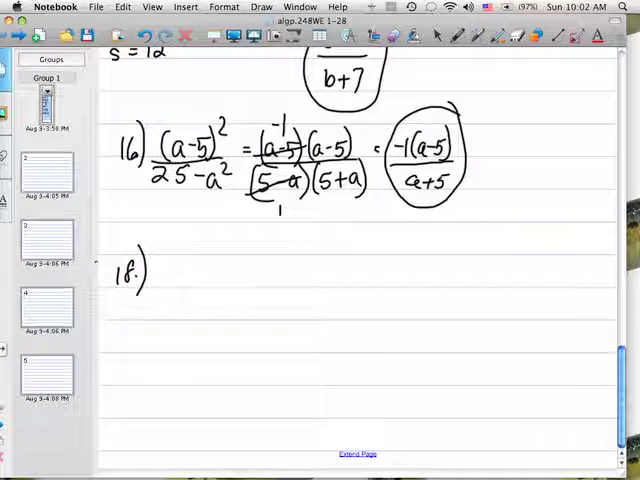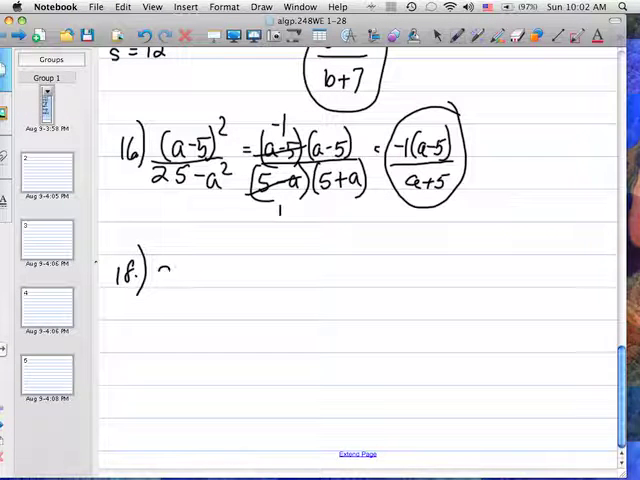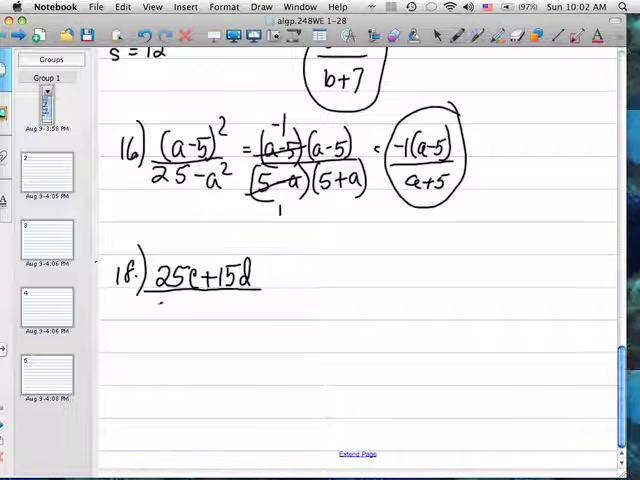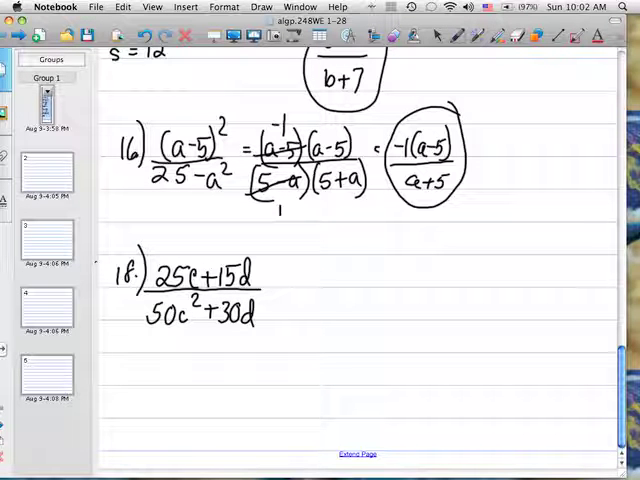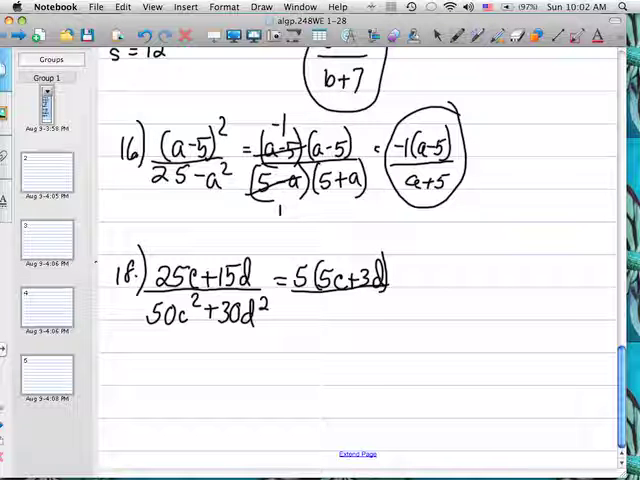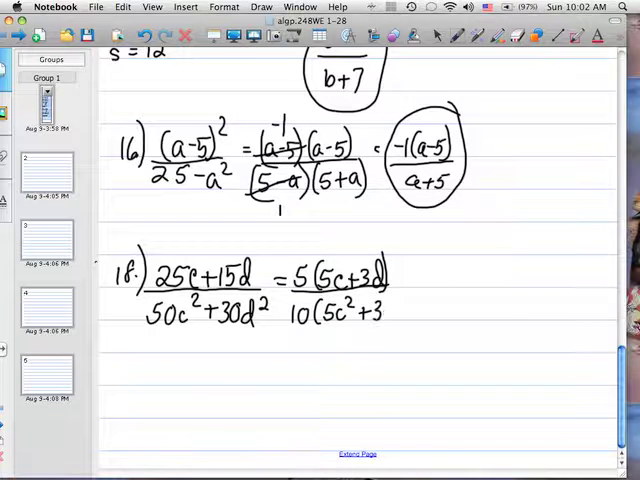Number 18. We have 25c plus 15d over 50c squared plus 30d squared. From the numerator, pull out greatest common factors of 5. So we have 5c plus 3d. On the bottom, you can take out a 10, and you would have 5c squared plus 3d squared.